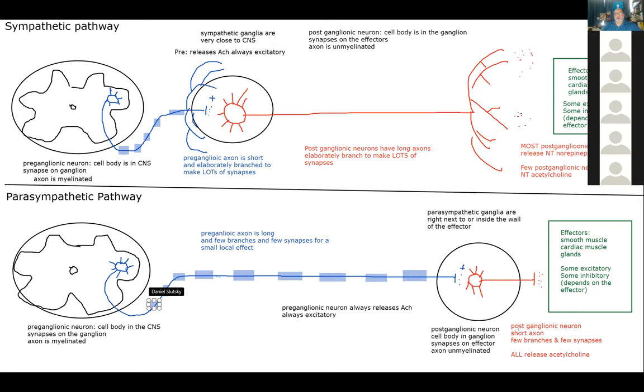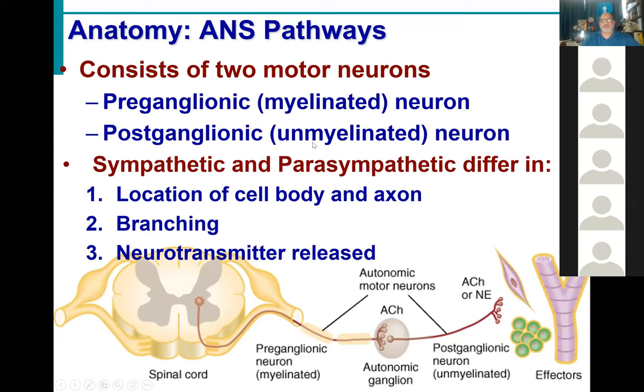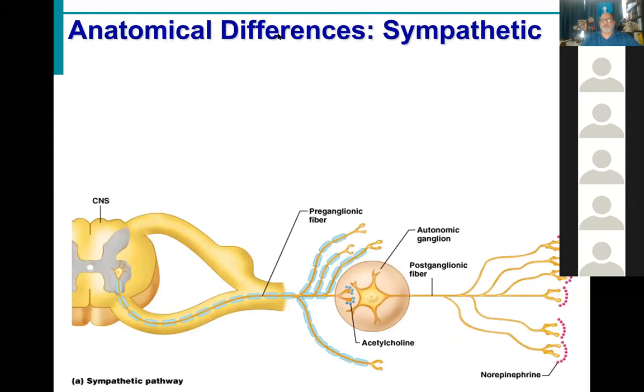For all of the parasympathetic, they're all acetylcholine. For most of the sympathetic, they are mostly norepinephrine, but a few of them also do acetylcholine, which shouldn't be terribly surprising. We said acetylcholine was the most common parasympathetic neurotransmitter. All right, I've made a mess of the board. Let's take a look at the pretty pictures from your textbook that emphasize these facts as well.